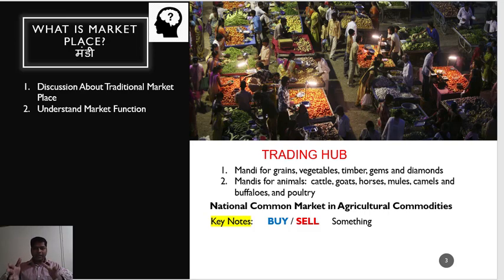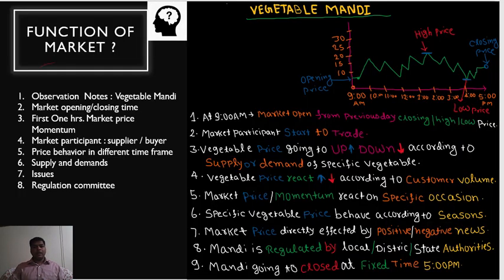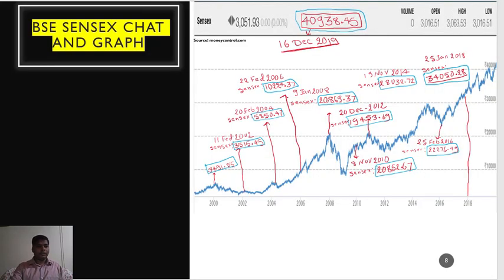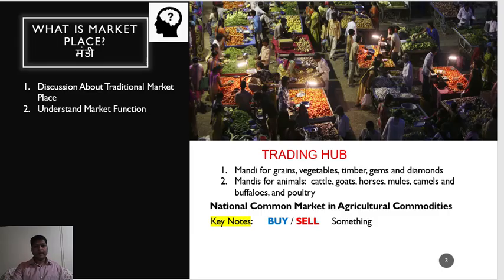You see a regular vegetable mandi, and I believe that every individual is familiar with the vegetable mandi. It is also called a trading hub. In the Indian economic system, mandis are categorized as mandi for grains like rice and wheat, vegetables, timber, gems and diamonds, and mandi for animals: cattle, goats, horses, camels, buffaloes, and poultry.